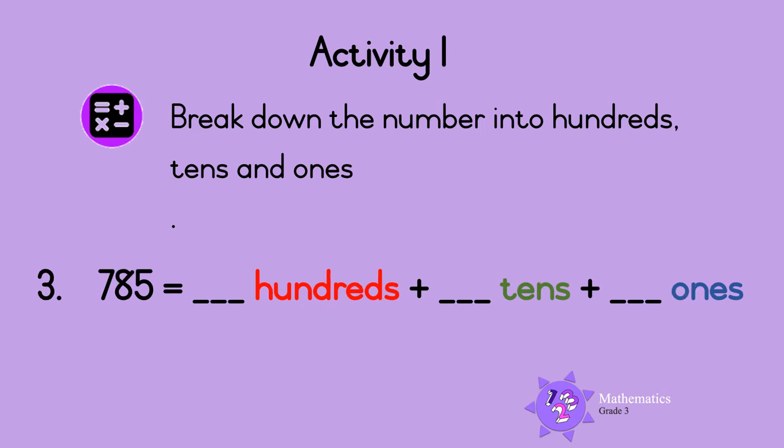Last one. Break down 785 into hundreds, tens, and ones. 7 is in the hundreds column. So there are 7 hundreds. 8 is in the tens column. So there are 8 tens. And 5 is in the ones column, so there are 5 ones. That's it!